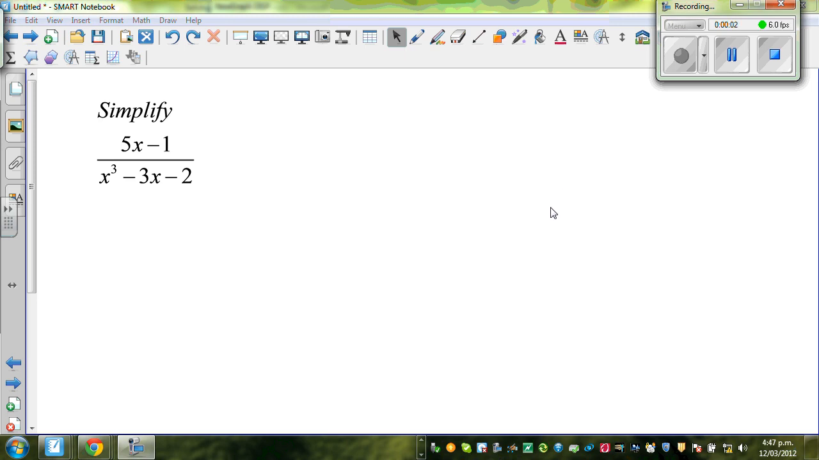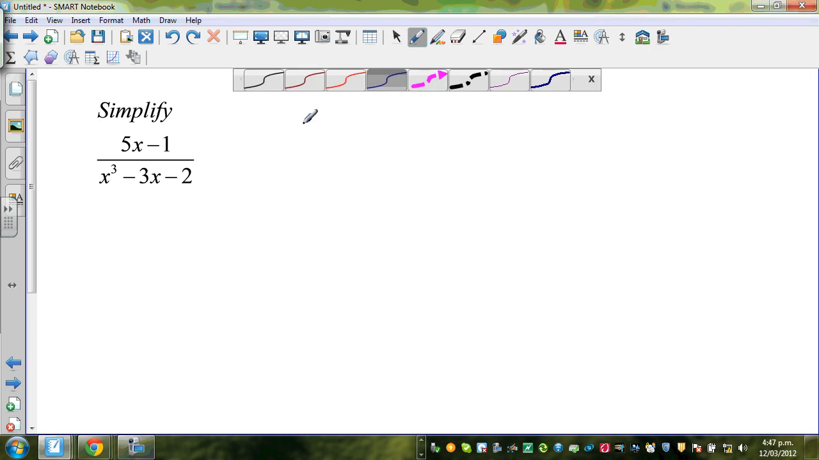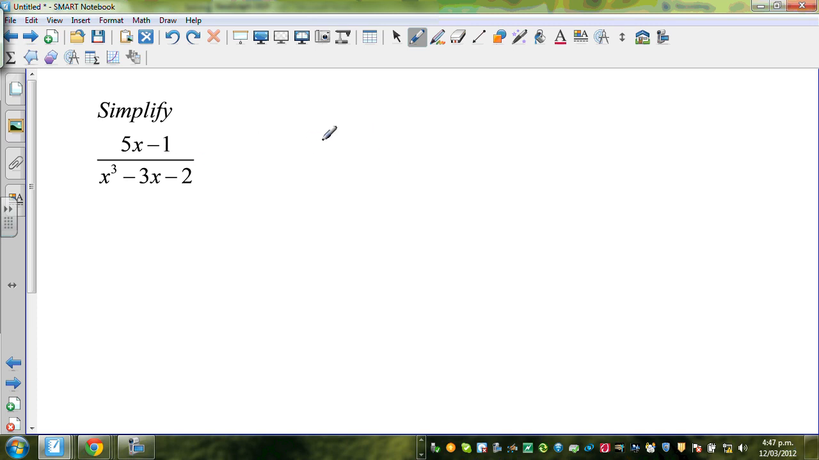Now, this problem was sent to me by one of my students. The question was: simplify 5x minus 1 over x cubed minus 3x minus 2. The main thing is how to factorize the denominator. So let us see whether we can factorize the denominator.